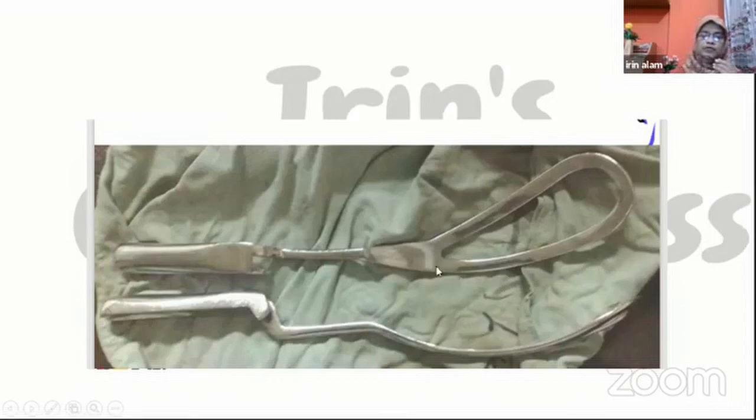What are the disadvantages? With this instrument, if not properly used, there may be trauma in the vagina, laceration and trauma in the vagina or cervix, or there may be fetal trauma, fetal scalp laceration, and even cephalhematoma. Nowadays, only outlet forceps are used, or ring leaf forceps.